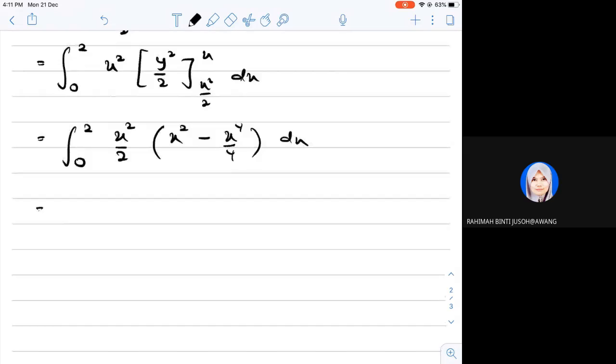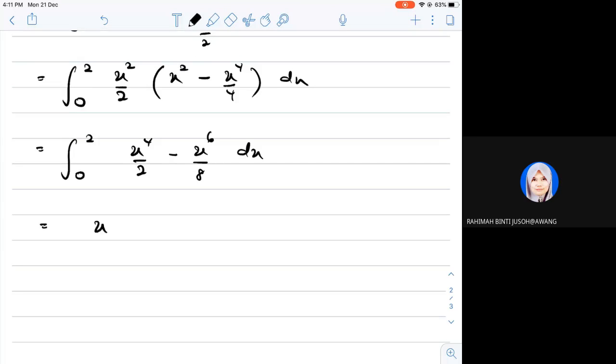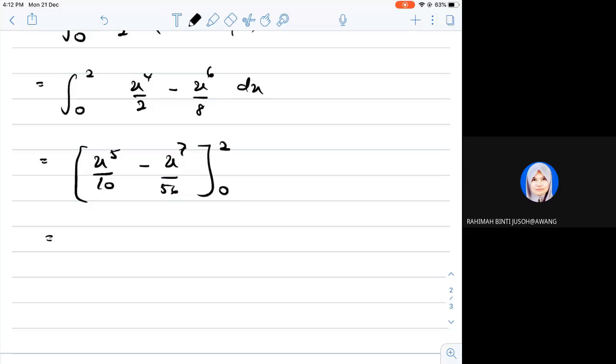All right, so let us expand this one. From 0 until 2, so x to the power of 4 over 2, and then minus x to the power of 6 over 8, dx. So now we can integrate this: x to the power of 5 over 5 times 2 is 10, and then minus x to the power of 7 over 56, isn't it? 7 times 8. So we have 0 until 2. So substitute the value. We will have 2 to the power of 5 over 10 minus 2 to the power of 7 over 56. What should you get?